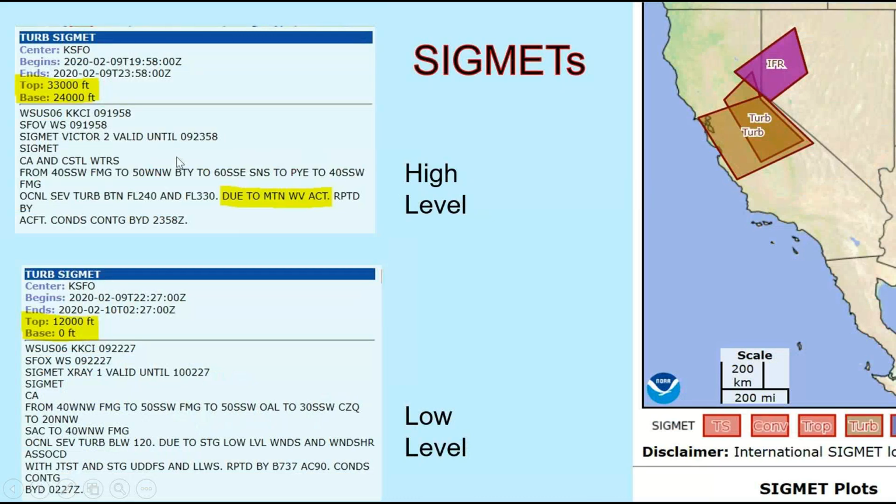SIGMET, I like to look at them, and this one's a great example of some high SIGMET, probably breaking wave. Look at 24 to 33,000 feet, occasional severe turbulence due to mountain wave activity right there in the SIGMET. That was great to see, and that was over the Sierras. And then some low-level wind shear was going on also that same day.